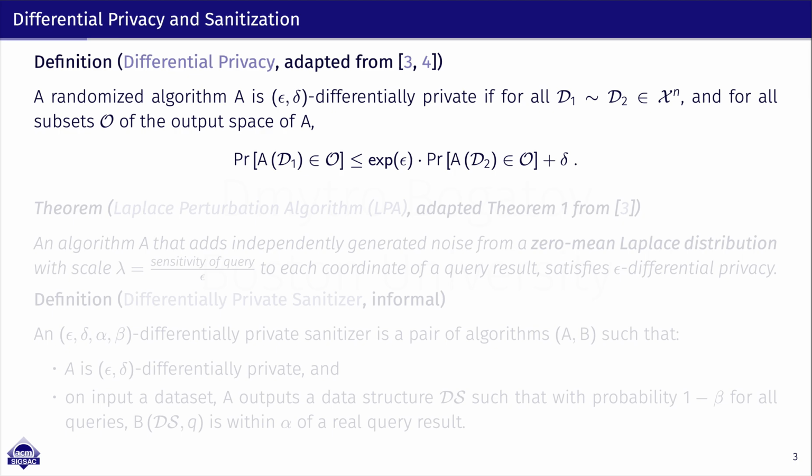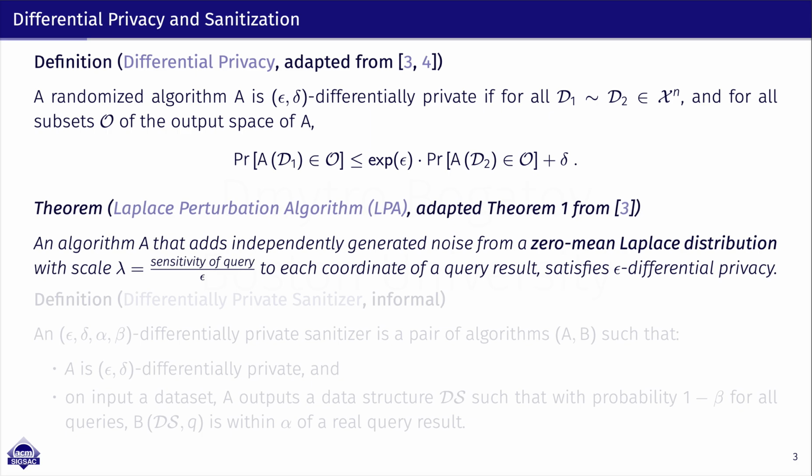Some background on differential privacy here. First, we define differential privacy for an algorithm that is run on a database. We say that the algorithm is differentially private if the output distribution is similar on two neighboring databases that differ in one and only one record. Similarity is precisely mathematically defined with epsilon and delta.